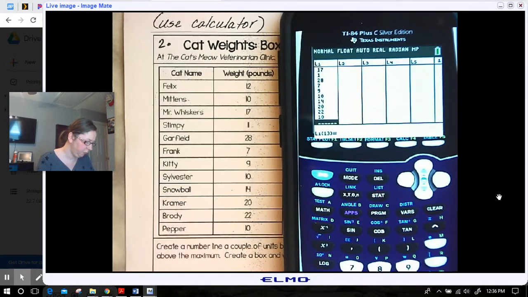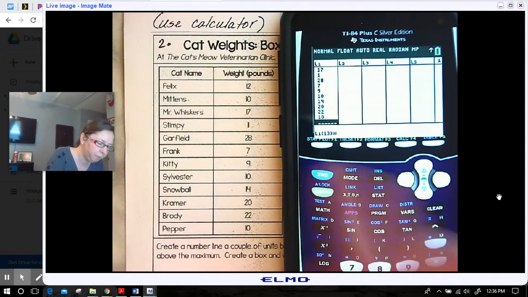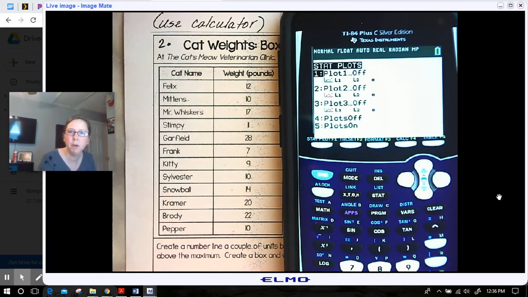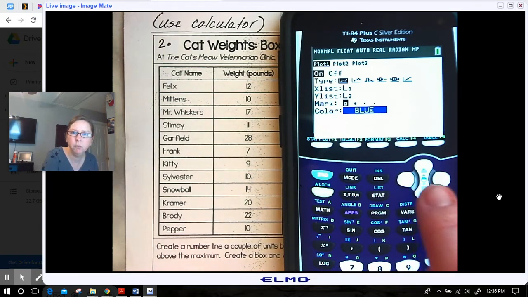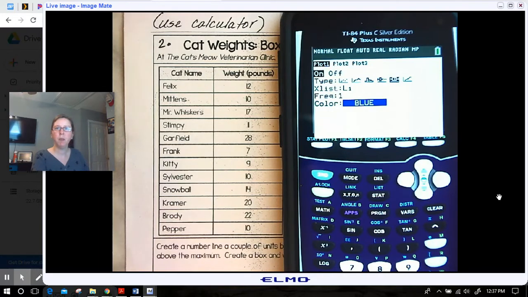Now we're going to do step 2, which is to go to second, and then y equals. Okay, and we are going to hit enter, enter. So we've turned on our stat plot, and then what we need to do is come down and go over to the right. We want to choose this fourth option, which is box and whisker plots, and then I'm going to hit enter. Okay, make sure here that your L1 list is what's being used.